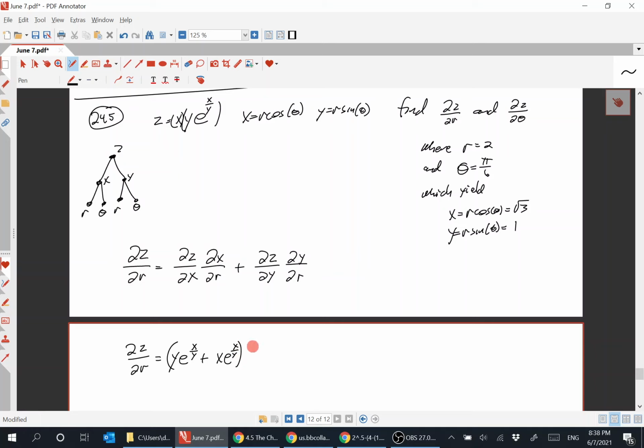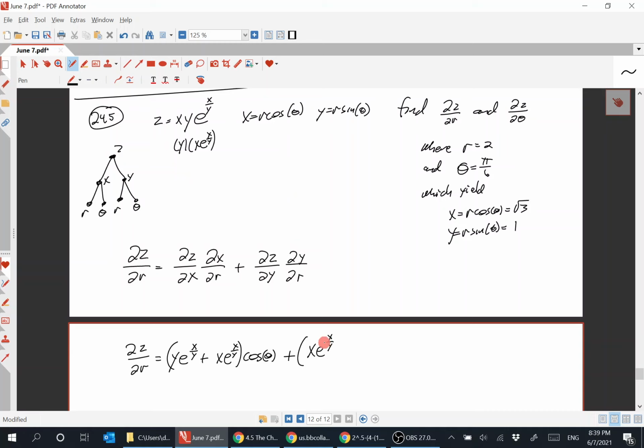Times dx/dr, which is cosine theta. Plus dz/dy, again, or no, it's not symmetric, so this is different. So this is y times x e to the x over y. The derivative of y with respect to y is just 1. So x e to the x over y.